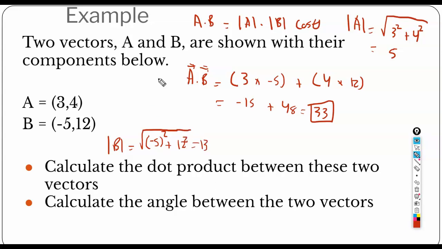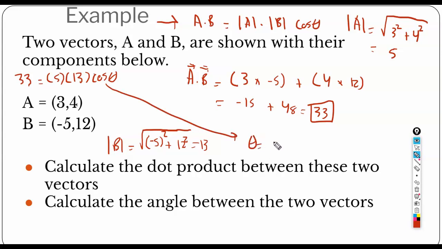Okay, and so if I go back in and plug into this equation, on the left side here I have 33, that's just the dot product. The magnitude of A is 5. The magnitude of B is 13 times cosine theta. And then just to finish this off down here, theta would then be the inverse cosine of 33 divided by 5 times 13, which is 65.